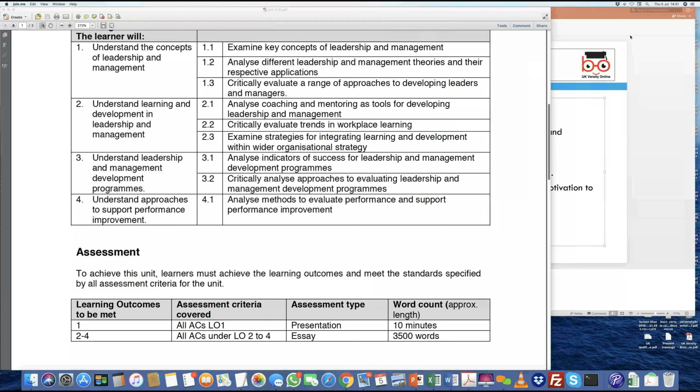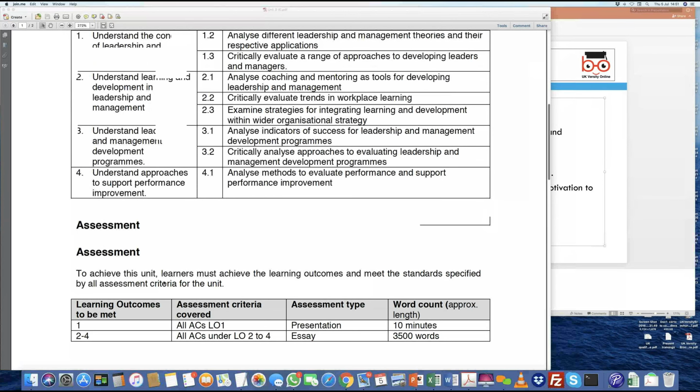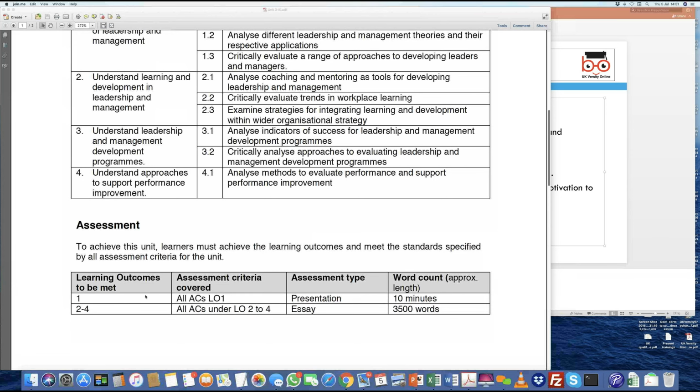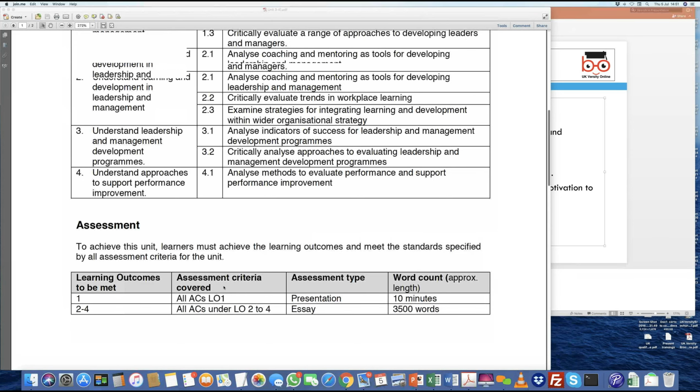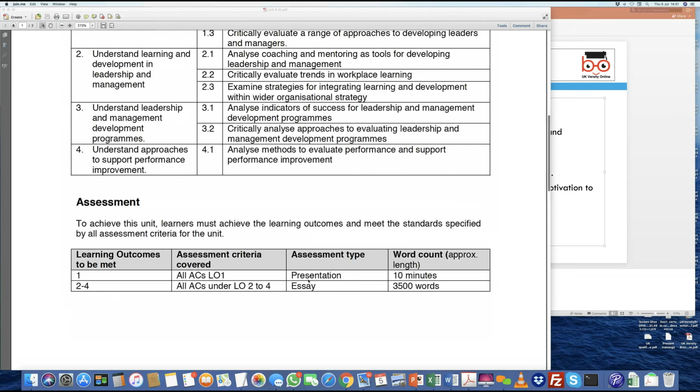So one of the key things which I will just briefly mention is how the assessment is to be done for this unit. Normally they say AC LO1, which is learning outcome 1, presentation 10 minutes. So assuming you spend 1 minute per slide, 2 minutes per slide, you're looking at between 5 to 10 slides. That gives you a bit of an idea.